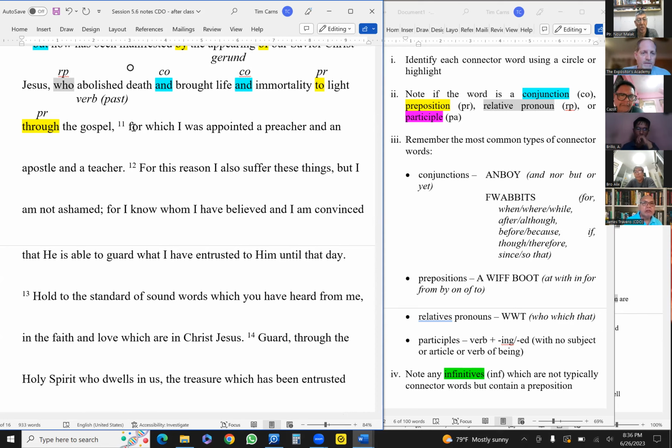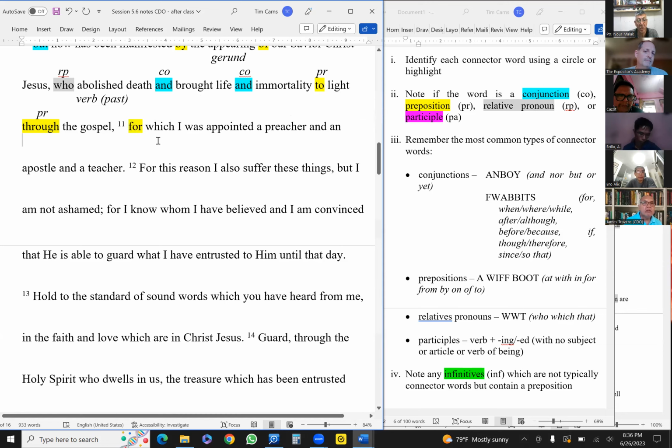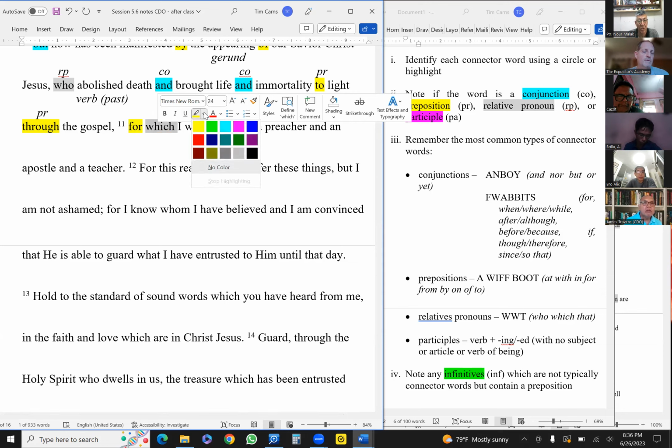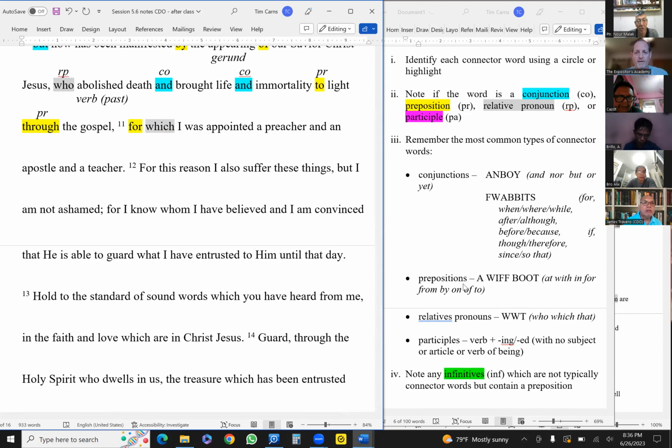"For." Okay, good. First one is "for," a preposition. In "which," what is "which"? Relative pronoun. Yes, you're right, because remember, relative pronouns are just who, which, and sometimes that. So those are pretty easy to spot. Very good.